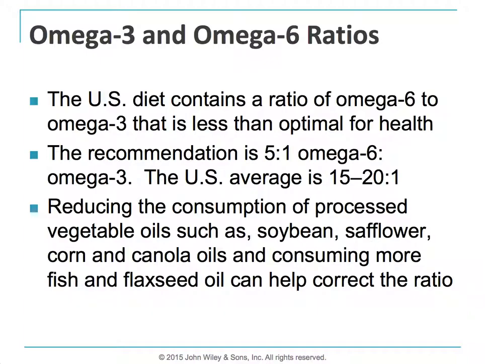Omega-3 and omega-6 ratios. The U.S. diet contains a ratio of omega-6 to omega-3 that is less than optimal for health. The recommendation is 15 to 1, omega-6 to omega-3, and the U.S. average is about 15 or 20 to 1.